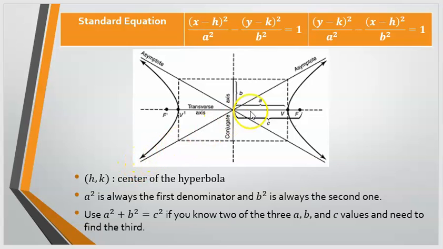You'll also see that part of the reason why we draw the box using the a and the b values is because then we can construct asymptotes that go diagonally through the corners of that box, and then that helps us determine how wide to make the hyperbola on the two sides.